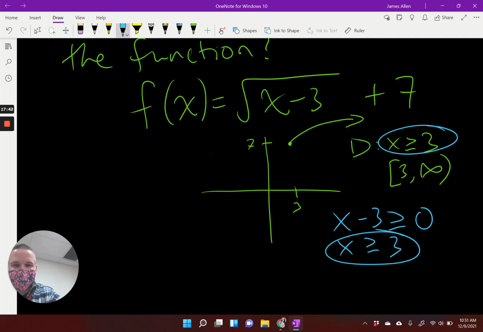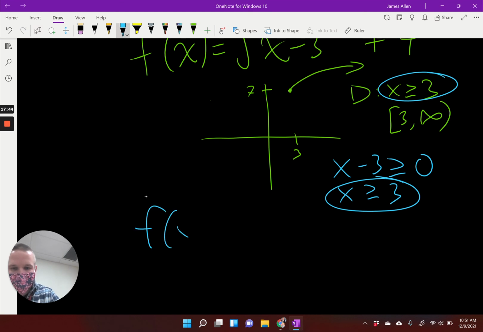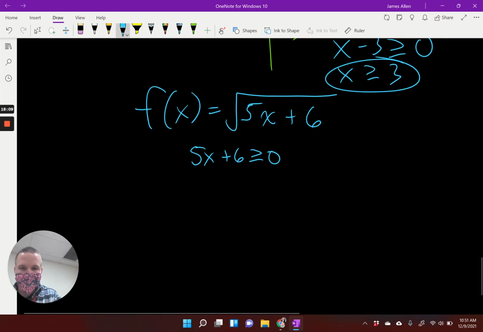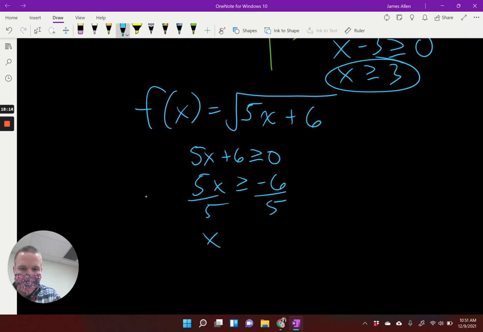Now let's apply that in a more complicated situation. Same question, but let's say f of x equals the square root of, how about 5x plus 6, okay? So what are my domain restrictions? Well, I can just take 5x plus 6 is greater than or equal to 0. And now I'm going to solve. So I got 5x is greater than or equal to negative 6. Divide by 5. And we get x is greater than or equal to negative 6 over 5.